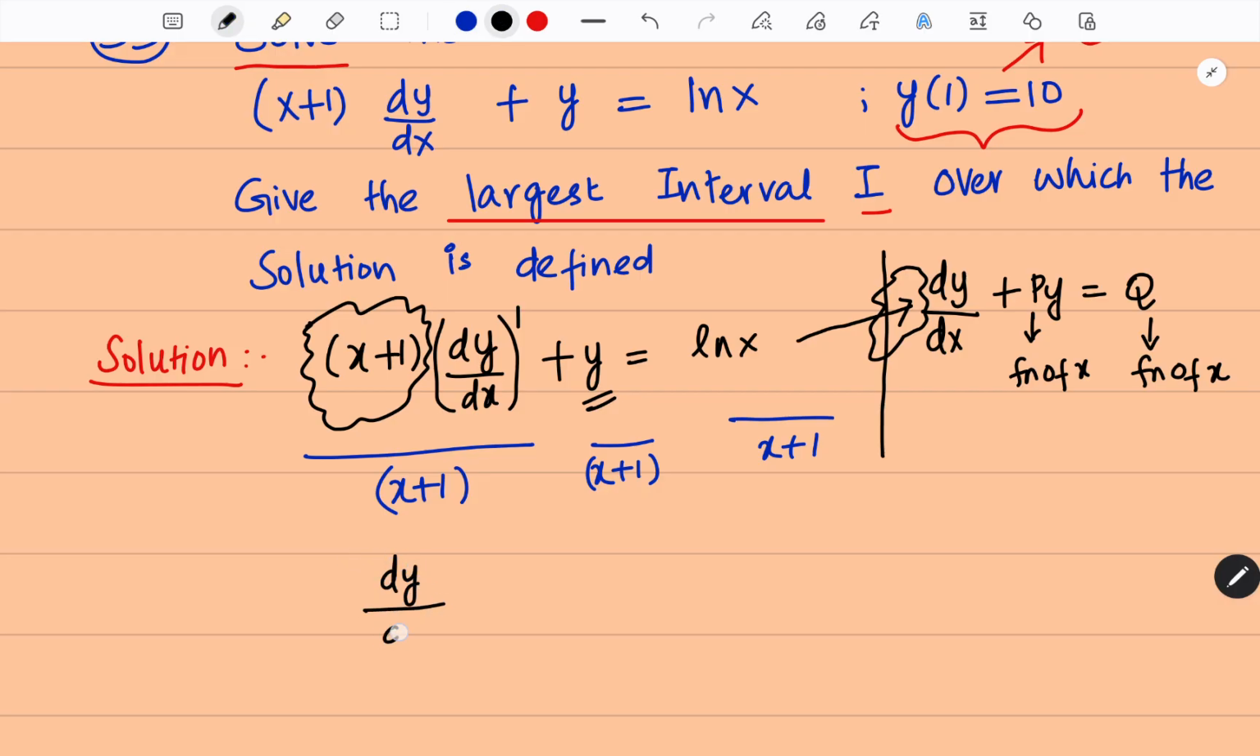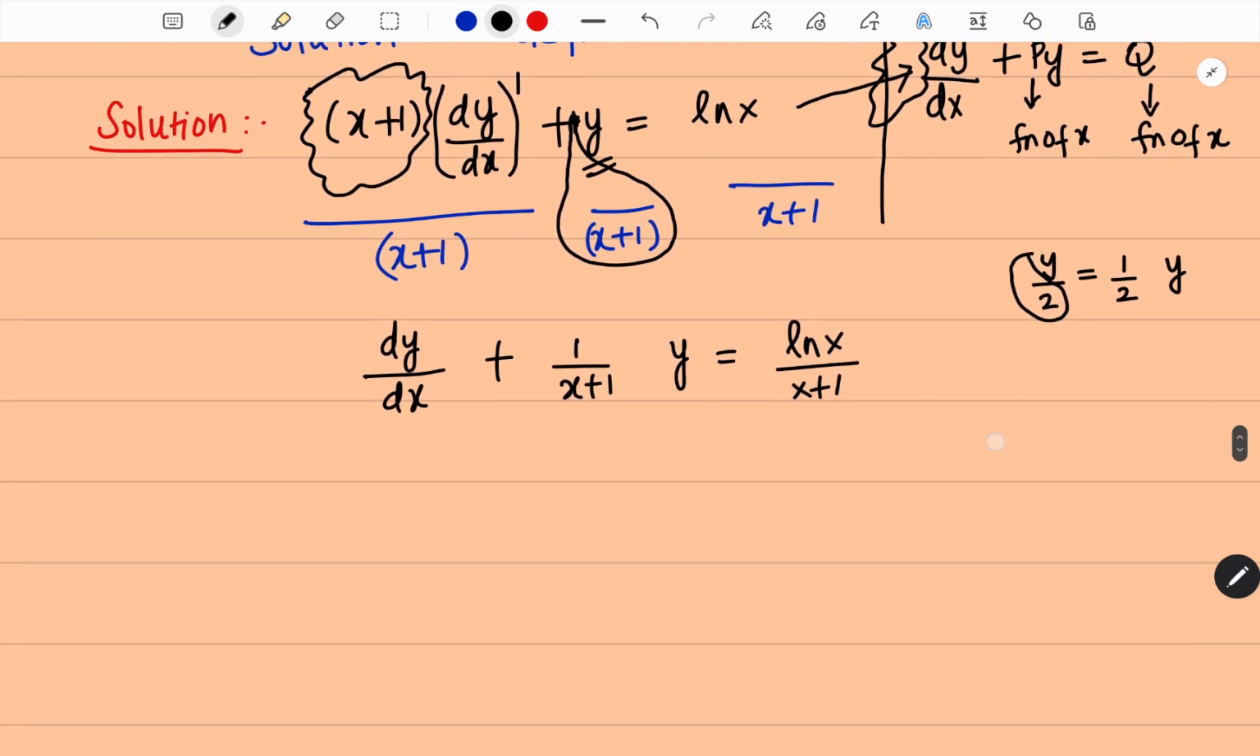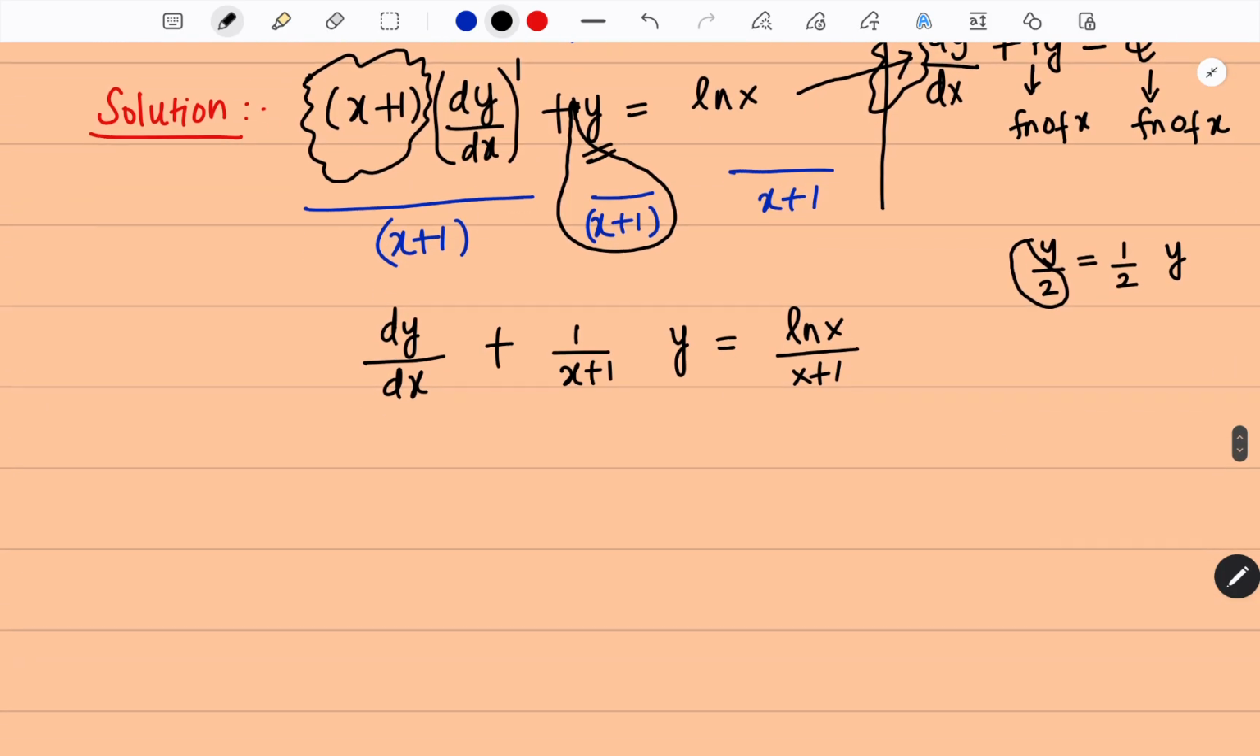Your differential equation is dy by dx plus 1 by x plus 1 y, which is equal to ln x divided by x plus 1. How, teacher? You should write y by... I already told you, if it is y by 2, we can write 1 by 2 y, because 1 by 2 is multiplying with y. In the same manner, I am writing 1 by x plus 1, and then times y. Okay, right. Yes. Now let's start.